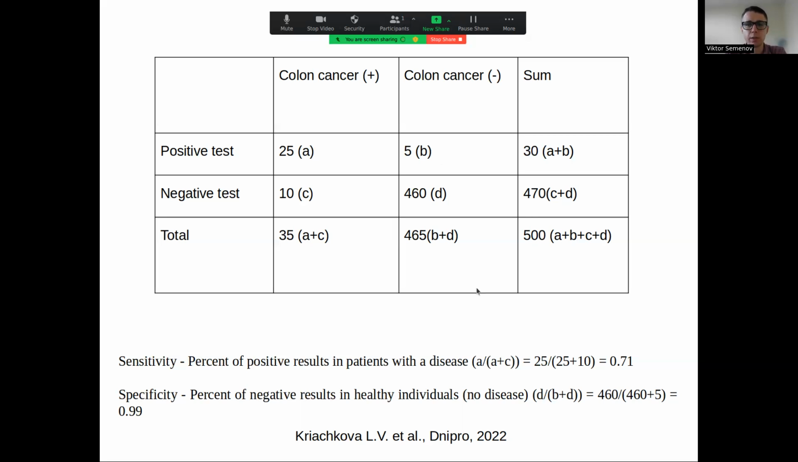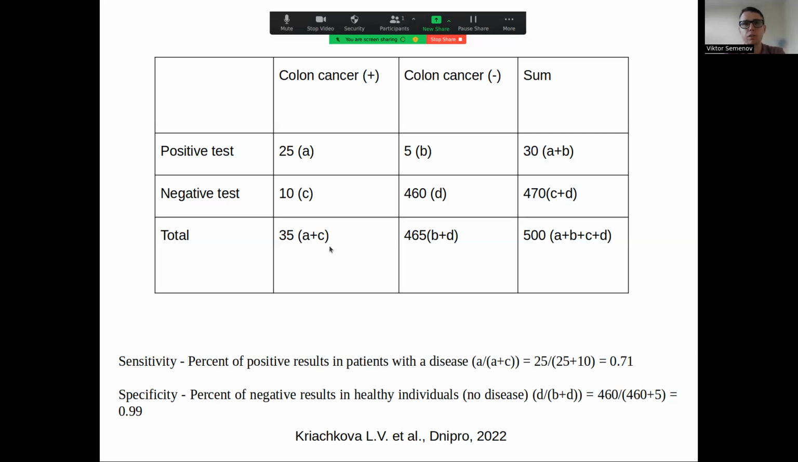So we would like to know how sure we can be that if a test is negative, it's really negative, so that there is no false negativity or false positivity. For this purpose, we take the people with truly negative tests and divide them by the whole number of people without the disease. So we divide 460 over 465, we get 0.99. So we can be 99% sure that if the test is negative, there is really no disease in this person. So this is why we need the parameters sensitivity and specificity.